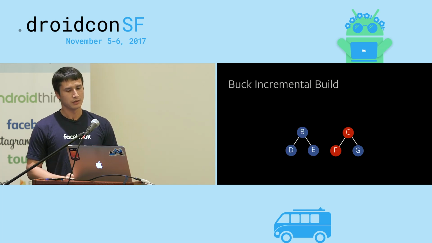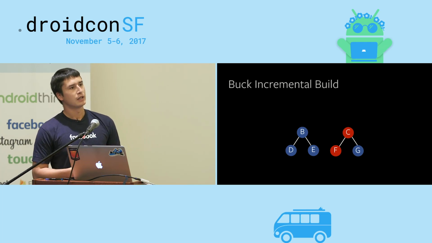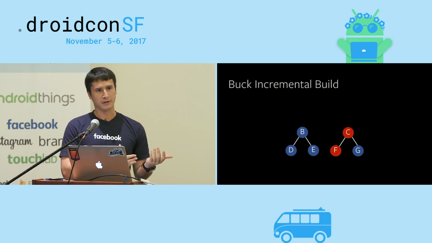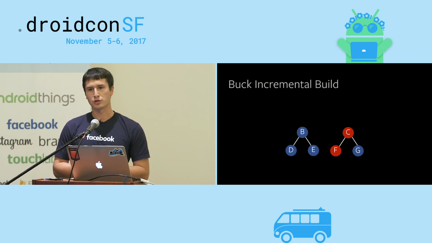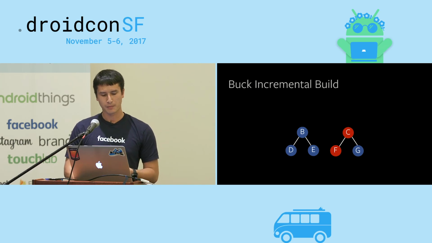In the same fashion, the rest of our build graph, the other half, also has not changed. There's no dependencies from anything over on this side to our changed code, so we can leave it alone. We can reuse, again, those same artifacts.